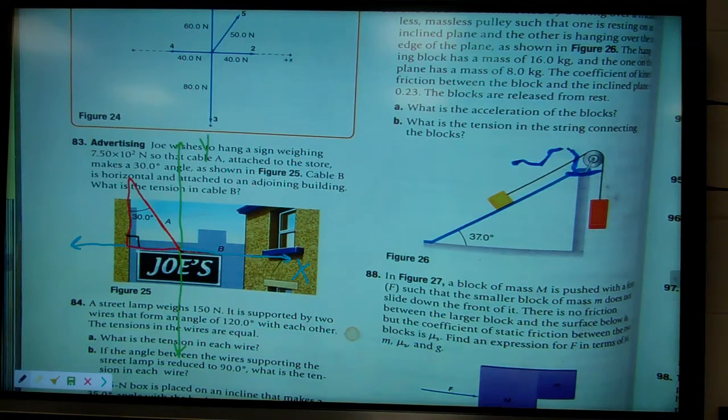Joe wishes to hang a sign. We need to read the problem and look at it carefully. Okay, is A the 7.5 times 10 square newtons? He wants to hang a sign weighing... What an awful way to hang up a sign. So that cable A is attached to the store. I'm thinking it's our Y.